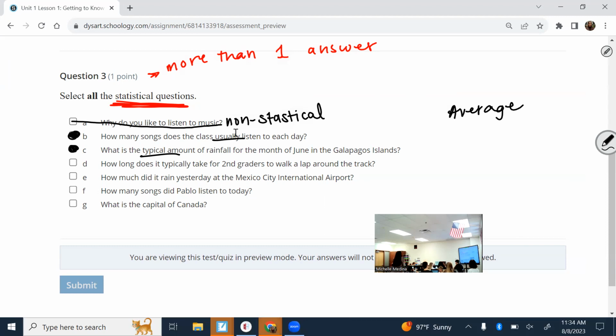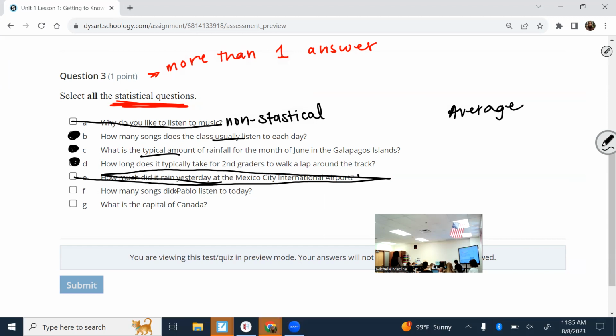How long does it typically take for second graders to walk a lap around the track? Statistical or non-statistical? How much did it rain yesterday at the Mexico City International Airport? Is there just one correct answer to that? Yes. All right, so that would be an example of a non-statistical, so you're not going to want to take that one, because you're asking about one specific day, so you get one answer.